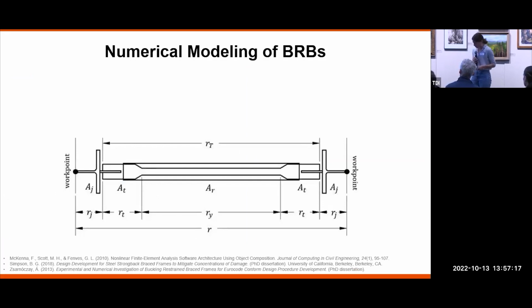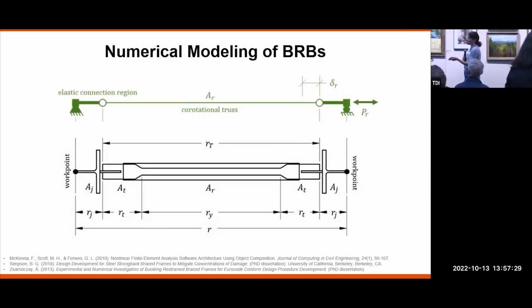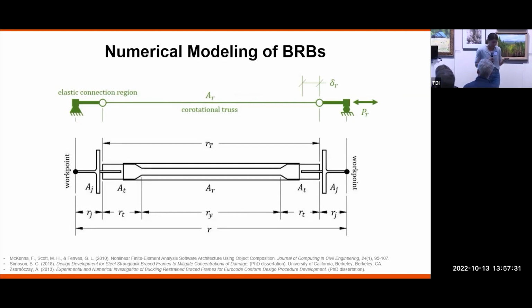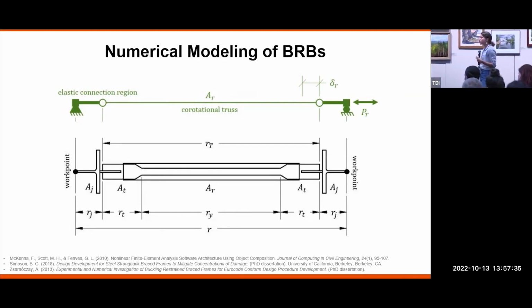So for example, numerical modeling of the buckling restrained braces. Here we have a BRB where we can validate some of the components individually before placing it into our full system model. So we want to then represent this BRB with something that's maybe a combination of co-rotational truss elements, so some sort of line elements representing the BRB and connection regions.